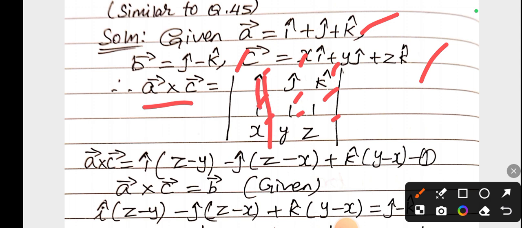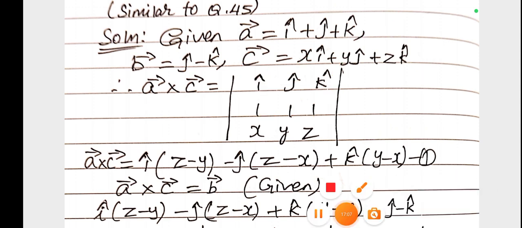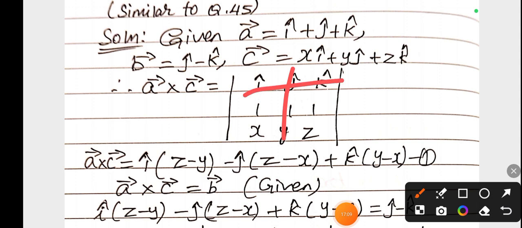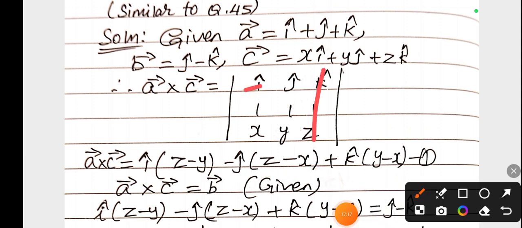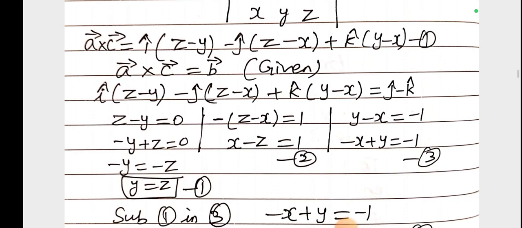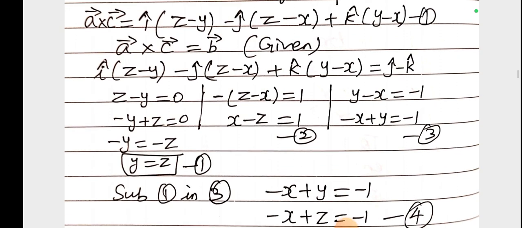Then do the expansion. For i vector, if you are expanding: 1 into z, z minus y. Then for minus j: 1 into z, z minus x. Then for plus k: 1 into y minus x. Equate with b vector, since a vector cross c vector equals b vector is given. So you are going to equate the a cross c with b vector.